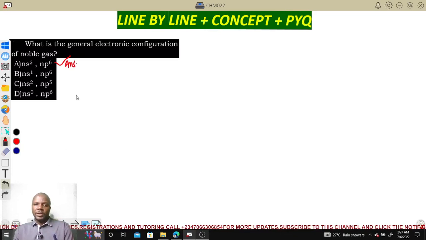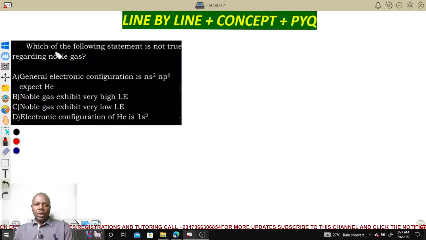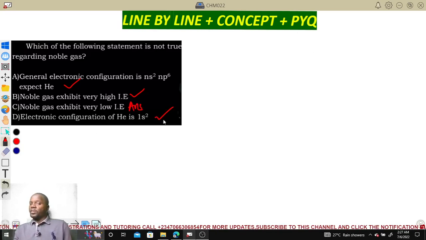The next one should be, which of the following statements is not true regarding noble gases? Let's talk about that. The general configuration is ns2 except helium. This is correct. Noble gases exhibit very high ionization energy. I told you, because of that they don't react. So you can see two statements that contradict each other. So definitely you should expect this one to be the answer. Helium has a configuration of 1s2. So this is the answer. So keep this in mind. C is correct. Nothing to waste time on.